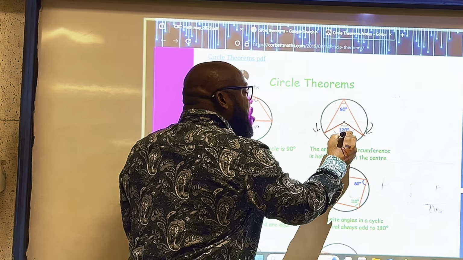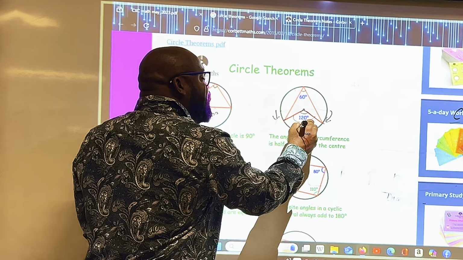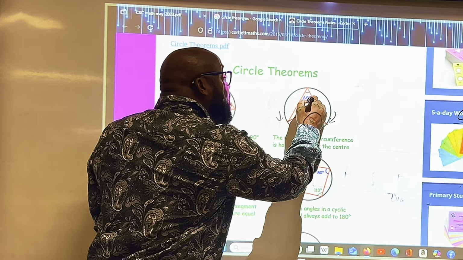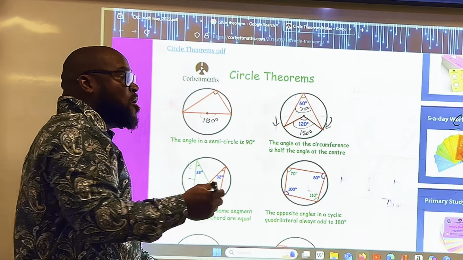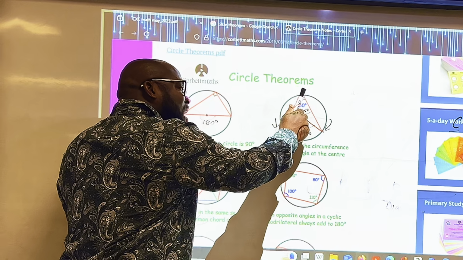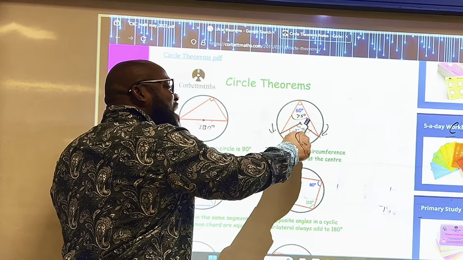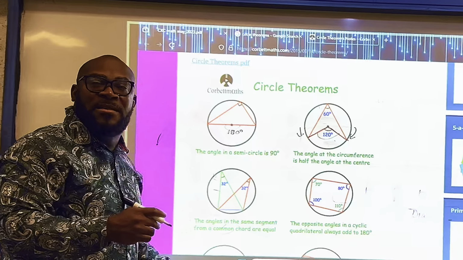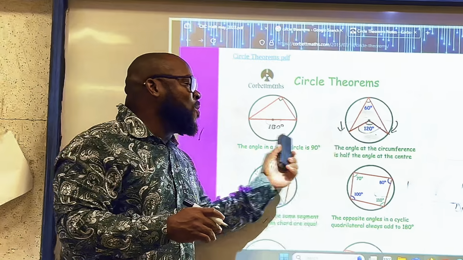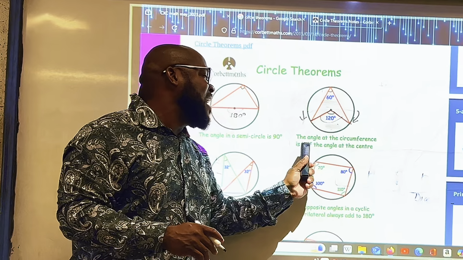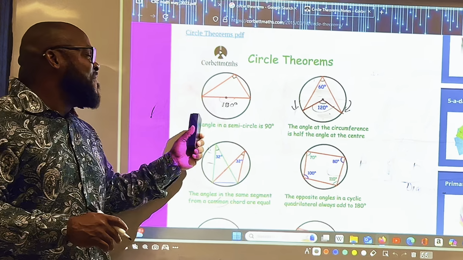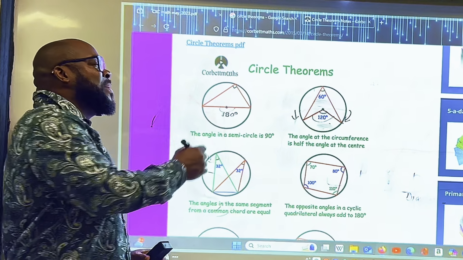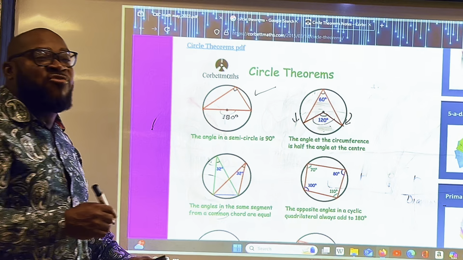So if this was 150 degrees, what will it here be? 75. You see that? So here is double the angle of the circumference, or the angle of the circumference is half of the angle formed by the center. So you need to know that. But guess what? They're still the same. The angle at the circumference is half the angle at the center. So if this is 180, that has to be half of it, 90. But they put it as a special case for itself that you need to remember.